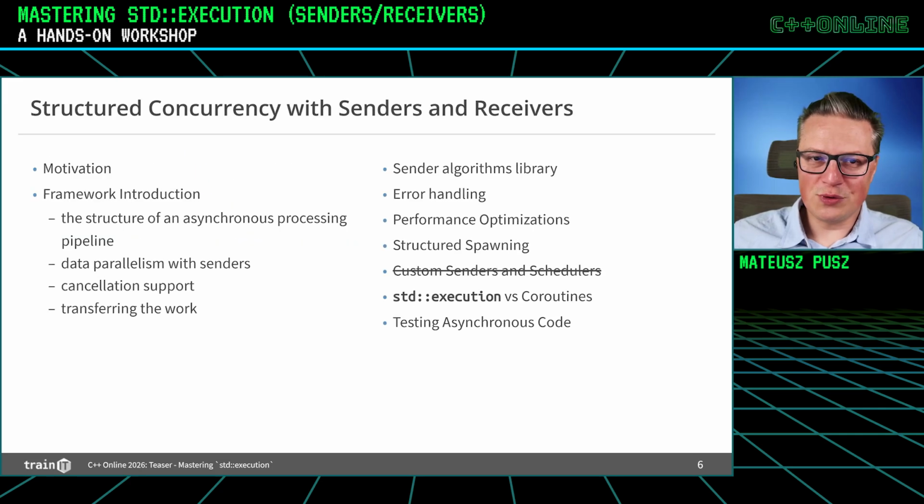So with the std::execution training, you will get all the information about the motivation, framework introduction, the senders and receivers algorithm library, error handling, performance optimization, structured spawning, and std::execution versus coroutines. I hope that you know a bit about coroutines. If not, those will still be simple exercises, so you can actually reason about them, because std::execution is created with compatibility and interoperability with coroutines in mind. And I also provide some hints on how to test asynchronous code.